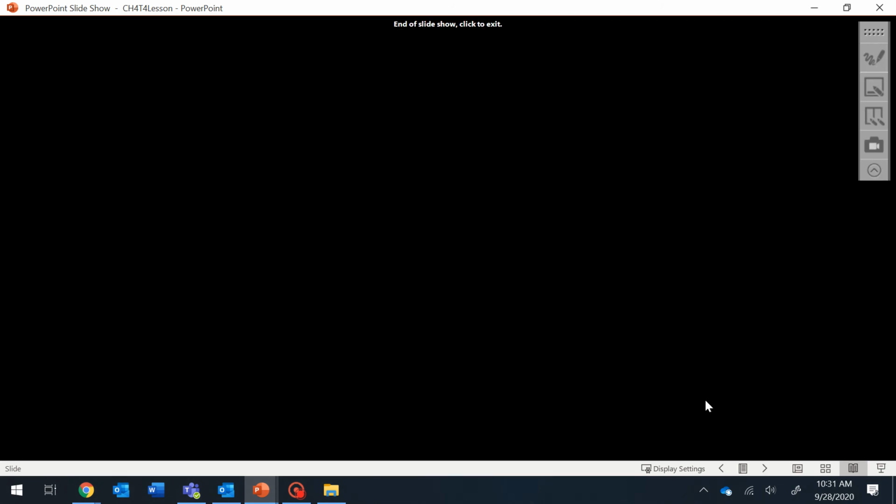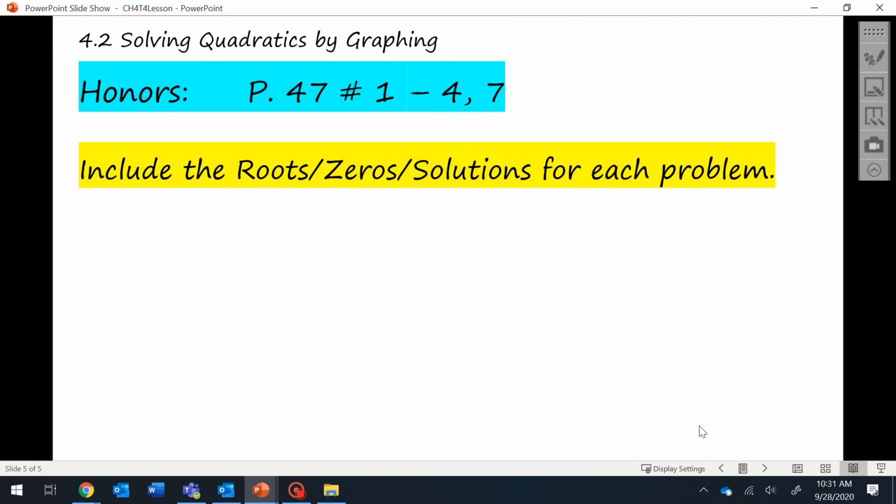So the homework for this evening, page 47, I think it's page 47. Let me check. Yeah, page 47, numbers 1 through 4, and number 7. Include the roots, the zeros, the solutions for each of those problems.